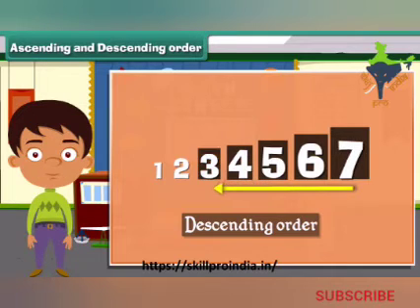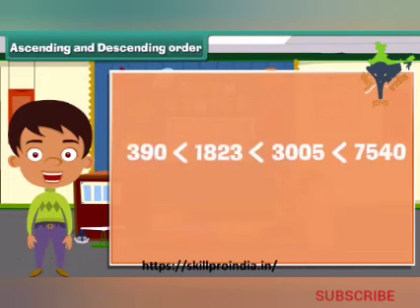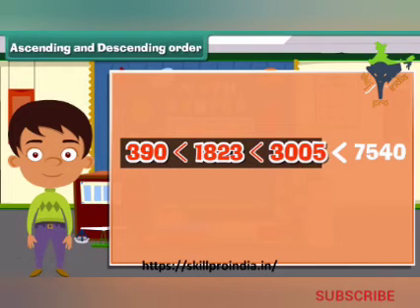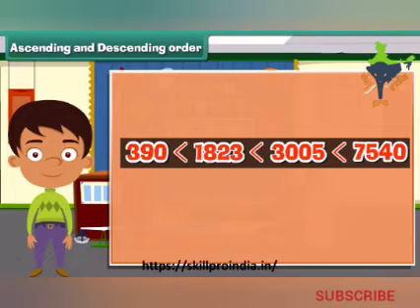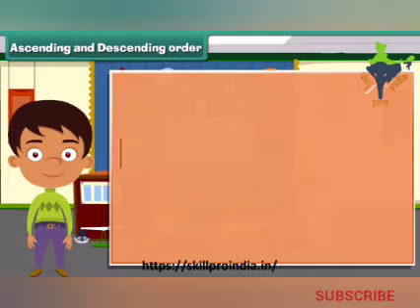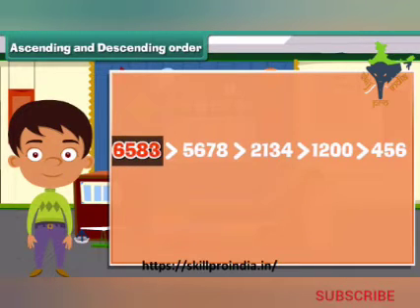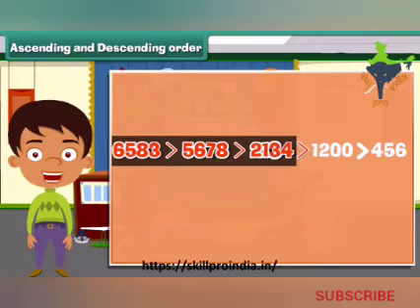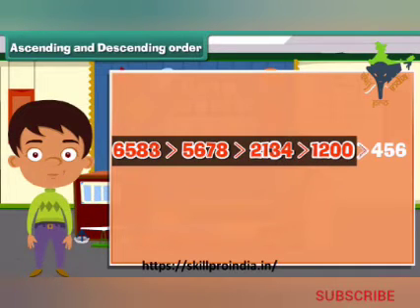In the descending order, the numbers are arranged in the reverse, that is, starting from the largest. Symbolically, the ascending order of numbers may be denoted by the less than symbol. For example, 390 is less than 1823, which is less than 3005, which is less than 7540. Similarly, the descending order of numbers may be denoted by the more than symbol. For example, 6583 is greater than 5678, which is greater than 2134, which is greater than 1200, which is greater than 456.